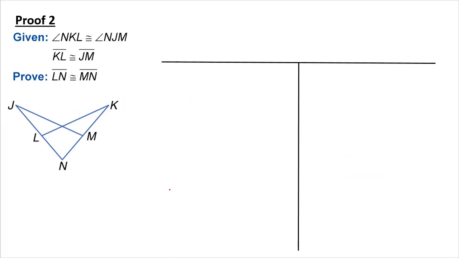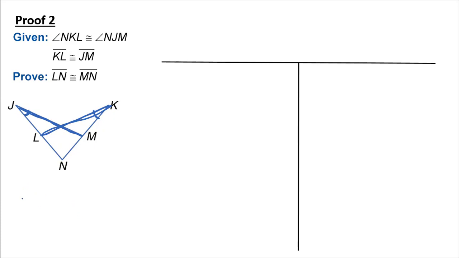Okay, proof number 2. Oh, this one's a good one. So I have angle NKL. So this angle here is congruent to NJM, this angle here. And I have that KL, this segment here, I'm going to kind of highlight it in blue, congruent to JM. I need to prove that JN is congruent to KN.